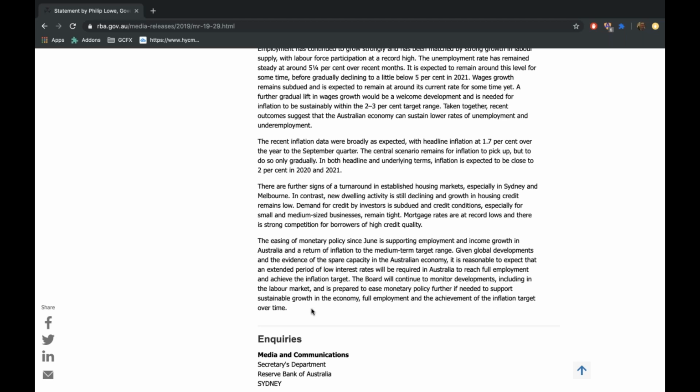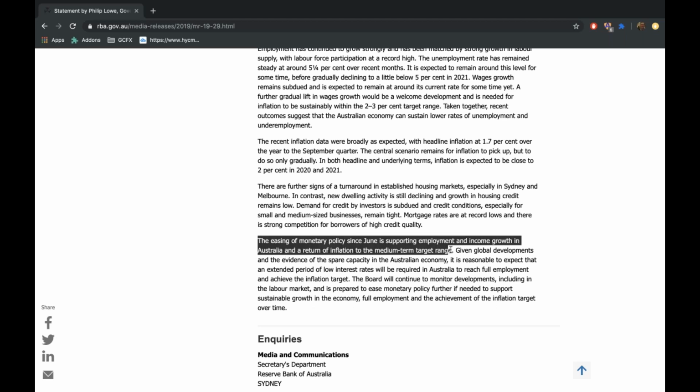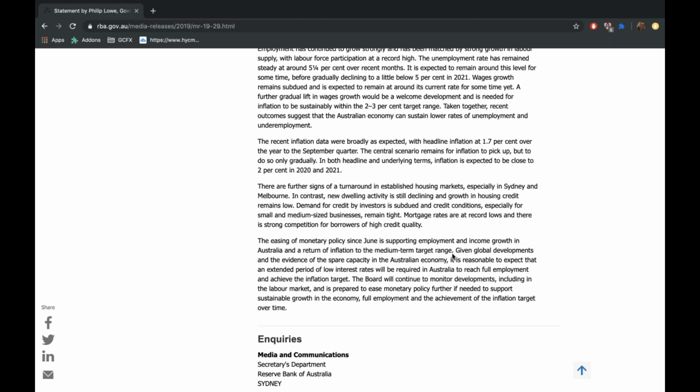So a couple of things to mention. The first thing to mention is they're saying that the easing of monetary policy has supported employment and income growth and a return of inflation to the medium-term target range. Okay, very good. So you could make a case here that the RBA might be about to go into pause mode. They might be saying pause.